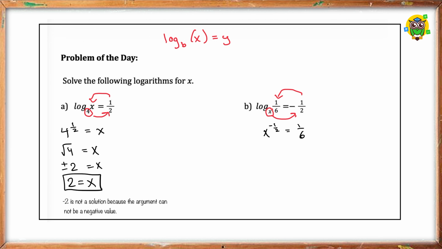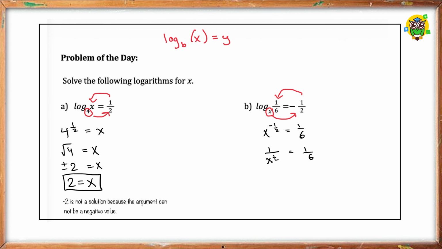And now we want to remove our negative exponent. To do this, we are going to be using exponential properties. We are going to rewrite this as 1 over x to the power of 1/2. This is now a positive exponent. This is equal to 1/6.